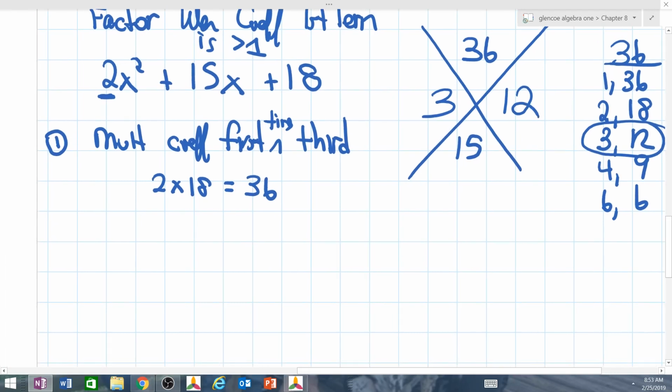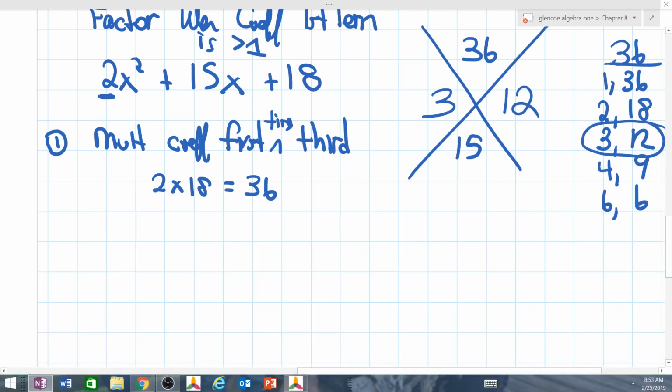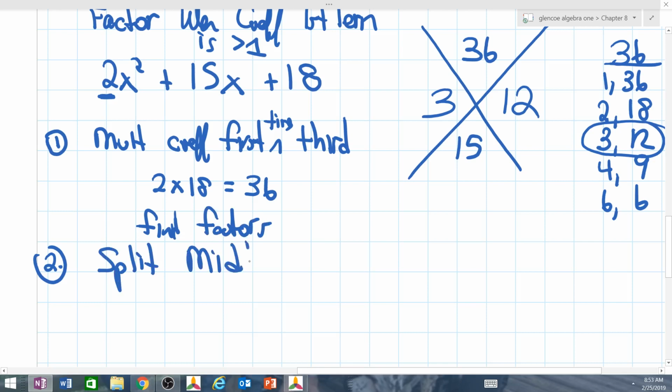So now, your answer, guys, look at me and listen. Hello. Your answer is not x plus 3 times x plus 12. Let me prove to you why it's not, because there's another step we have to go ahead and insert. Okay, so what we need to do now is, we found the factors. Now we are going to split the middle term, and we're going to factor by grouping.